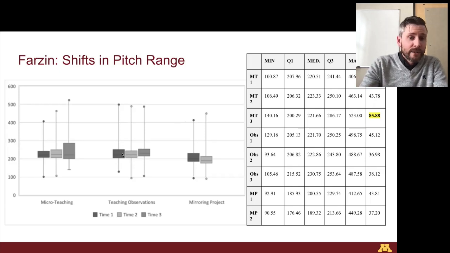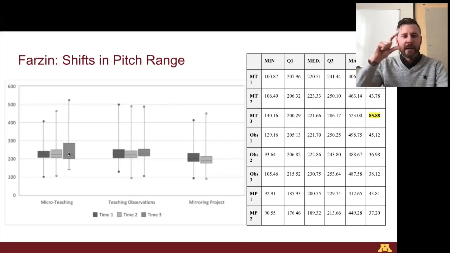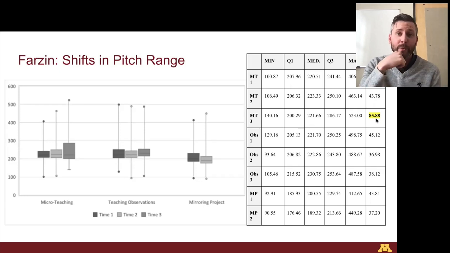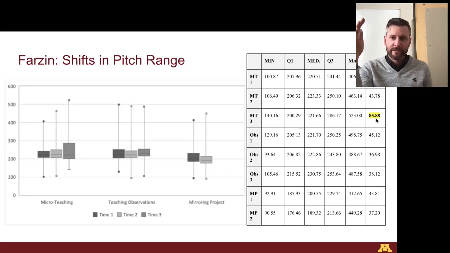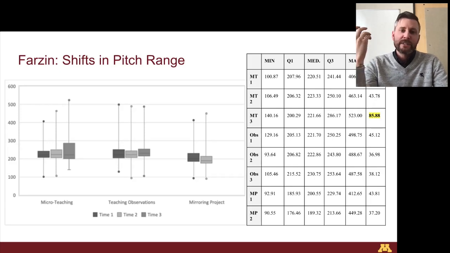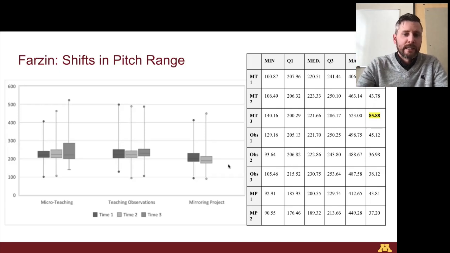So if we're looking at micro teaching lectures for Farzan, here we see actually greater pitch range across her micro teaching lectures, with her IQR of 85 points difference between the pitch value at the third quartile and the pitch value at the first quartile, which is almost double what we see in her other teaching contexts. In her teaching observations, her interquartile range is rather consistent, which we can see here as displayed on the graph.